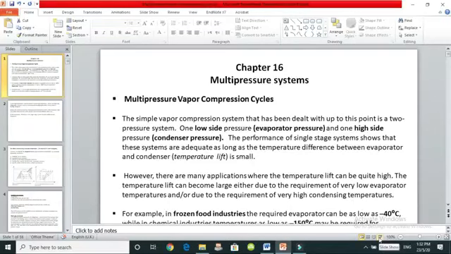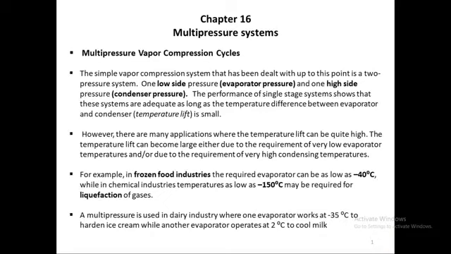So previously we have discussed a simple vapor compression refrigeration system, all its components and how it works, and we did an example numerical on that. Now we are moving on to a multi-pressure system, a system which has not just two pressures, that is one condenser pressure and one evaporator pressure, but one condenser pressure and maybe two or more evaporator pressures. So it's called a multi-pressure system.